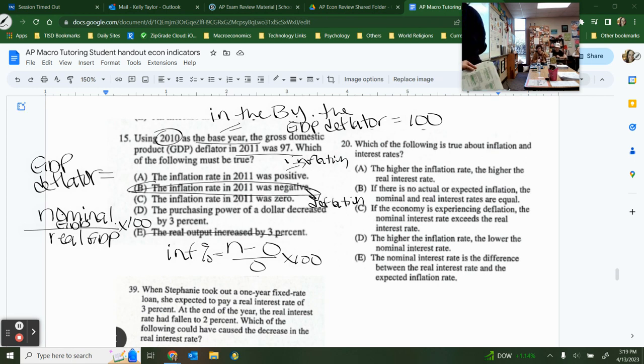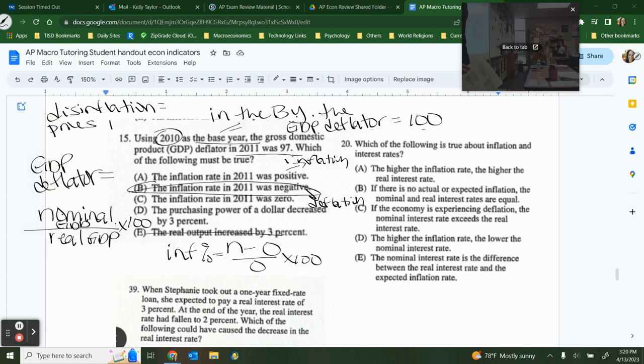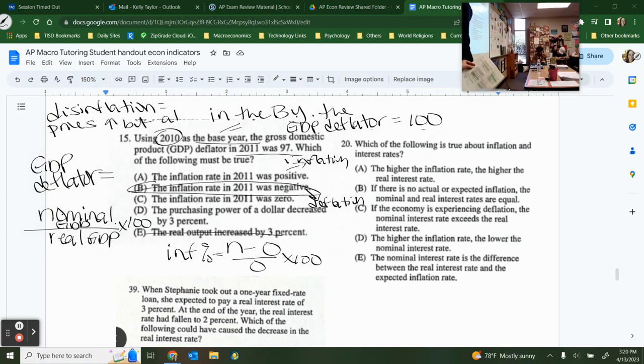Does anyone remember what disinflation means? It's when you still have inflation but it's going down. Like, okay, so there was 5% inflation. Now there's only 2% inflation. So prices are going up, but at a slower rate. That's what disinflation means. Prices are going up, but at a slower rate. So there was 7% inflation. Now there's only 2% inflation. Prices are still going up, but not like they used to be.